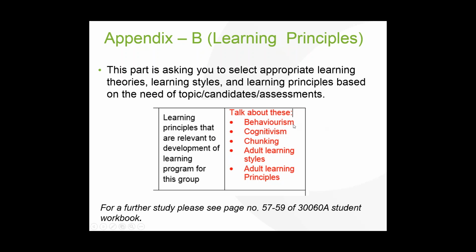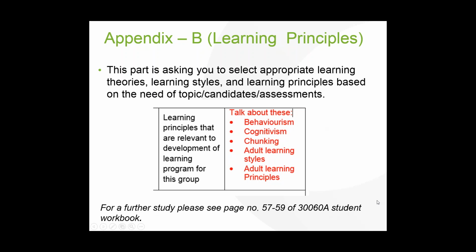Behaviorism is one learning theory. Cognitivism is another one. Chunking is another one. There are many other learning styles. There are many other learning principles. I would suggest you read page numbers 57, 58, and 59 of the 30060A student workbook.